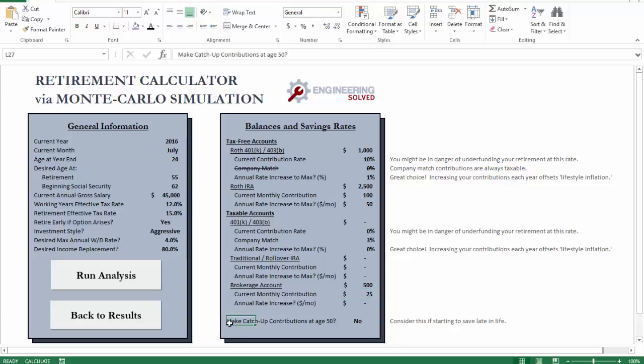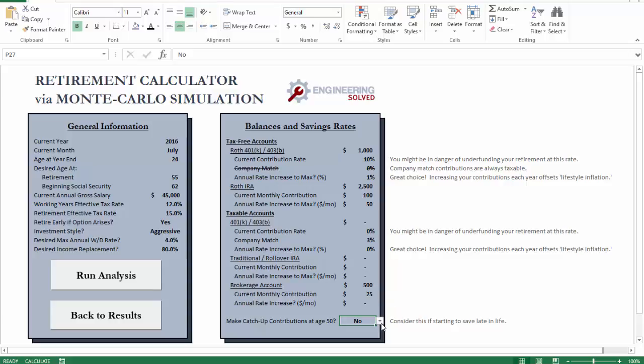And then here it says you can make catch-up contributions at age 50. So I believe in 2016, your maximum 401k contribution per person is $18,000 a year, I believe. And for IRAs, both Roth and traditional, are $5,500 a year. So that's $23,500 a year per person.